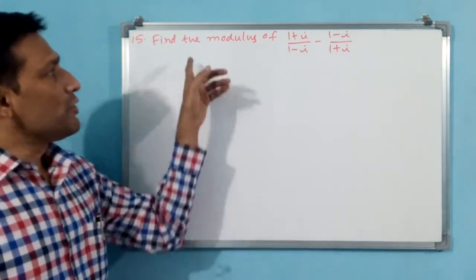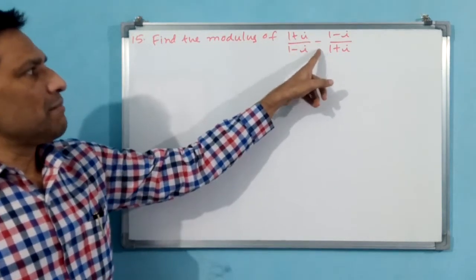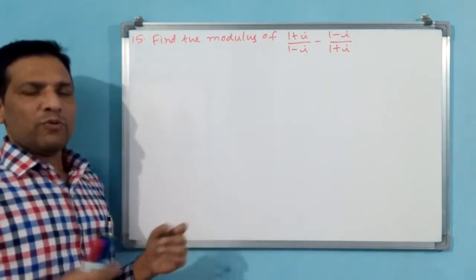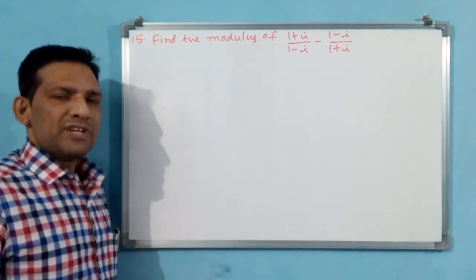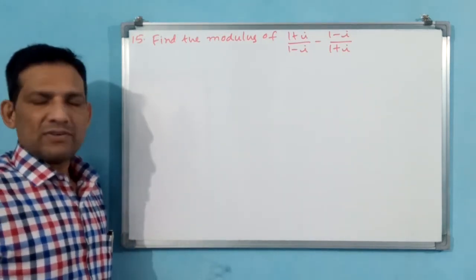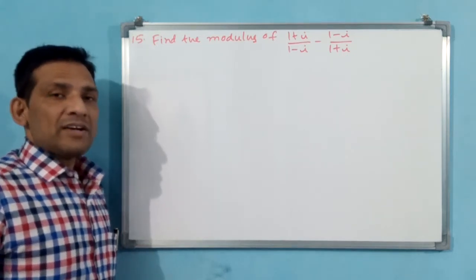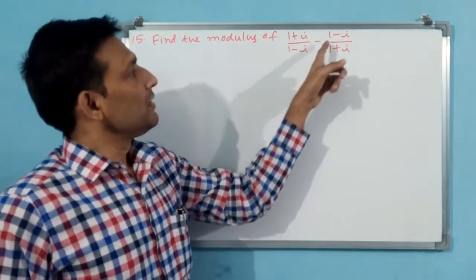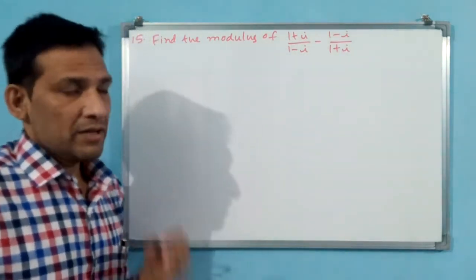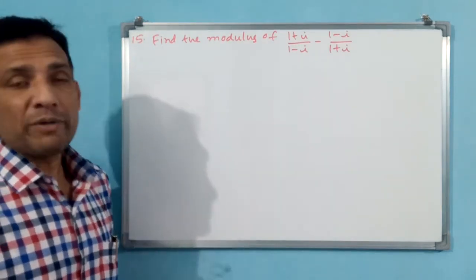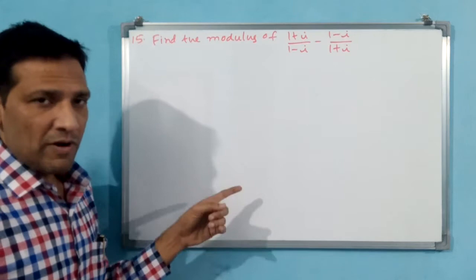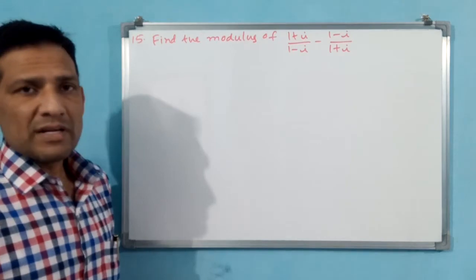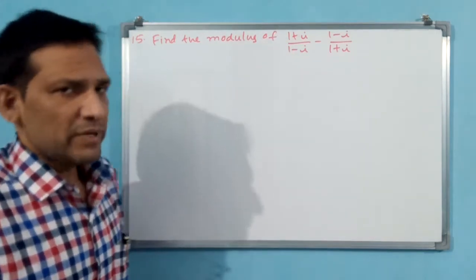Let us find the modulus of (1 plus i) by (1 minus i) minus (1 minus i) by (1 plus i). Modulus we can find easily if you know it in the form of z is equal to a plus ib: square root of a square plus b square. But here this is not one number like a plus ib. Here four numbers are there. Then how to convert these four numbers into one number? If you convert them into one number, then you can find the modulus easily. How to convert? Cross multiplication.